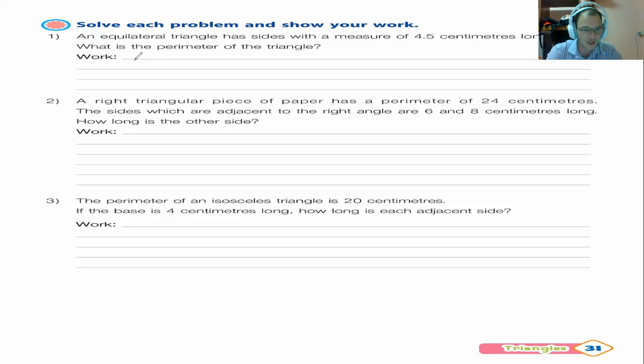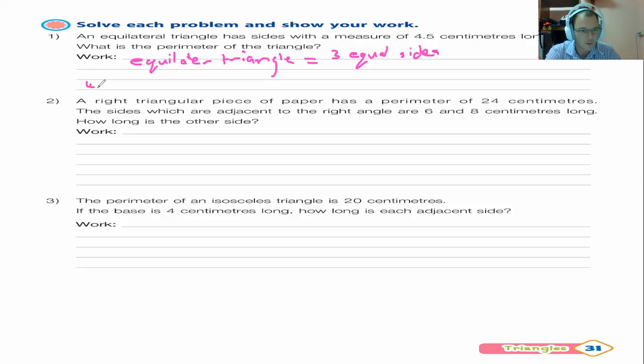So first we can write down, we know it's an equilateral triangle. Equilateral triangle equals 3 equal sides. So we know there's 3 equal sides. And they say there's sides with a measure of 4.5.